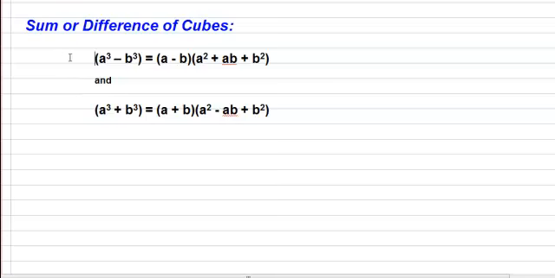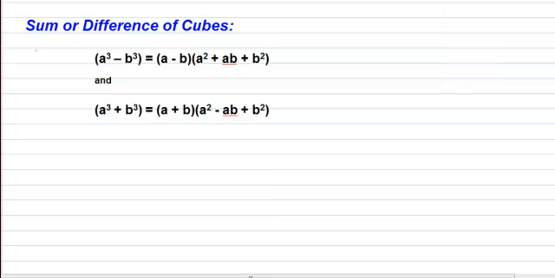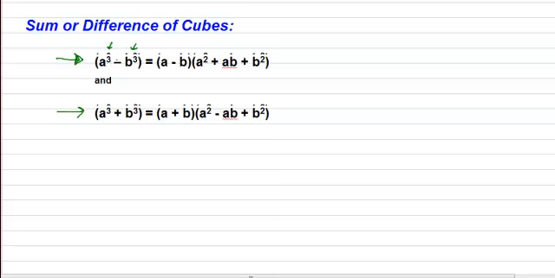So these are the two things that we are going to be working with. The process that I'm going to talk to you about is going to work with both of these, but these are the two things. And you'll notice that they are perfect cubes, and there is a subtraction here, and here we have, again, perfect cubes, but with an addition. So these are the two ideas. The first thing that we need to do is recognize perfect cubes.